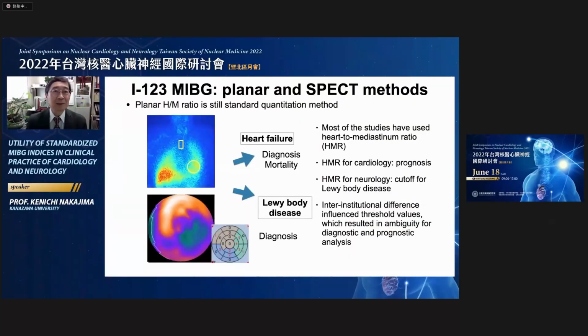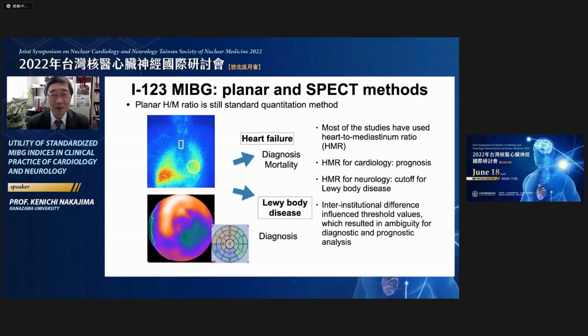So here, MIBG planar and SPECT images or polar map is shown. The planar HM ratio has long been the standard quantitation method for heart failure study, diagnosis, and mortality prediction. And for Lewy body disease, for the diagnosis of Lewy body dementia, Parkinson's disease, and so on.